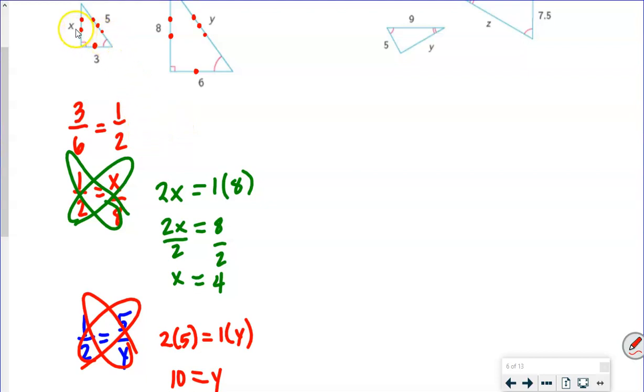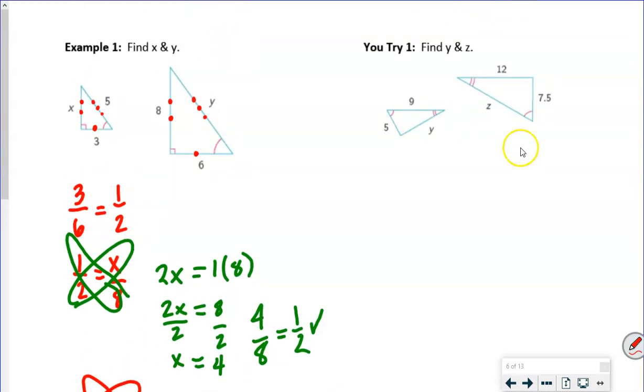So when we take this x over that 8, now we have what? 4 over 8. And that is equal to 1/2, so that checks out, okay? And we're going to do the same thing with this 5, and we're going to put it over the 10, because that was what we got for y, right? So we're going to go 5 over 10, which is also equal to 1/2, so that one also checks out, okay? So let's see if you guys can do the Your Try. Pause the video and come back to me when you're done.